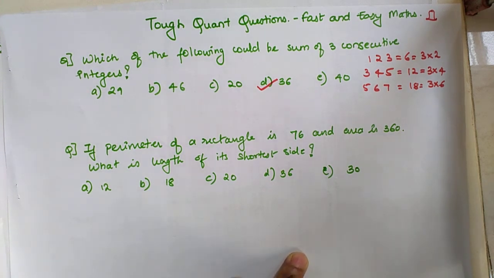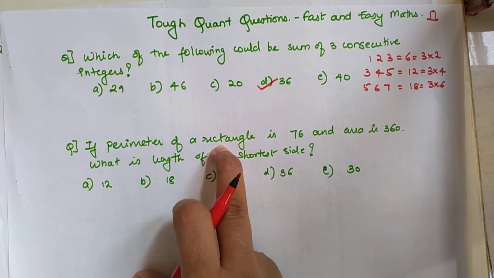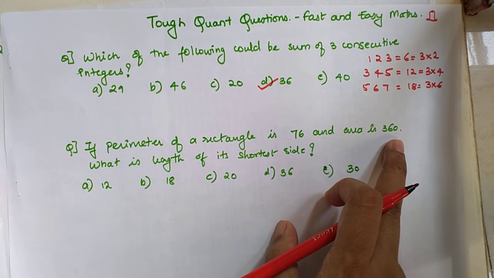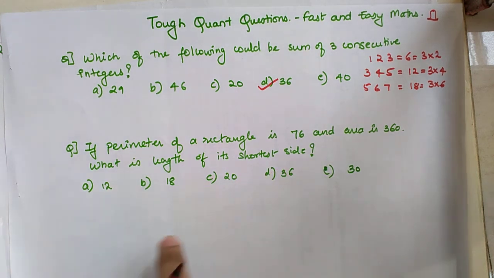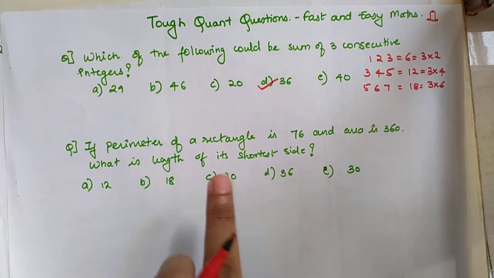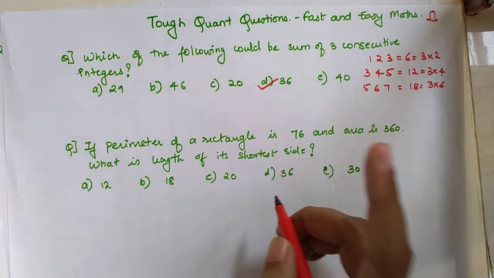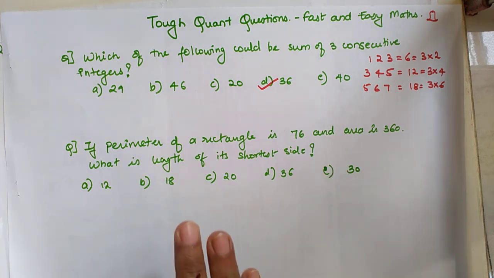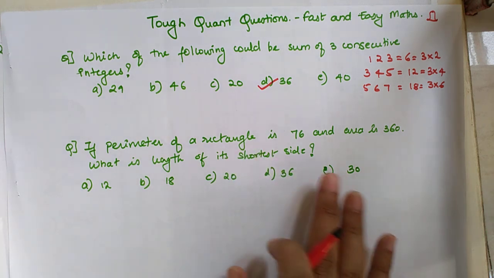Okay, now the next question is, if the perimeter of a rectangle is 76 and area is 360, what is the length of its shortest side? So students, for these kind of questions, whenever they say shortest side, or if they had asked for longest side, the most important thing you have to do is to find both the sides. Okay, because once you find both the sides, only then you will be able to tell which is shorter or which is longer, depending on your question.